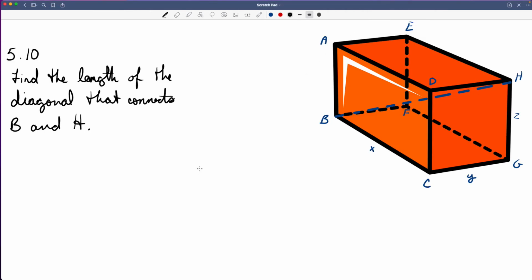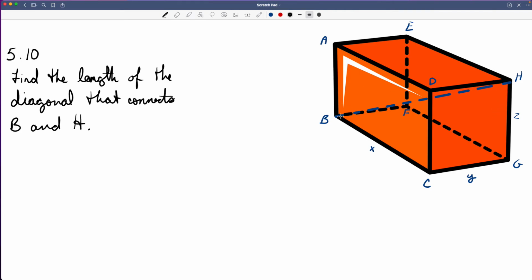All right, in example 510, it asks us to find the length of the diagonal that connects B and H in this right solid. So we're going across from this corner of this box up to the opposite diagonal corner. We're not going from B to D. We're going from B to H. So what we're going to have to do is create a new right triangle in this shape in order to find out what this length is.